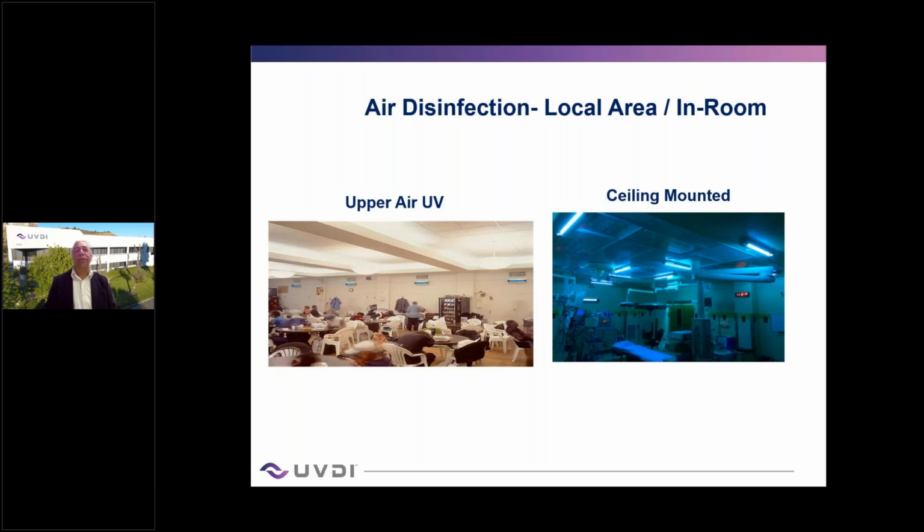Then, like I mentioned, you have ceiling mounted fixtures. There are some new technologies out there. These are called far UV lamps, which are relatively safer compared to 254 nanometer lamps, and they can be installed in ceilings or mounted on the walls.